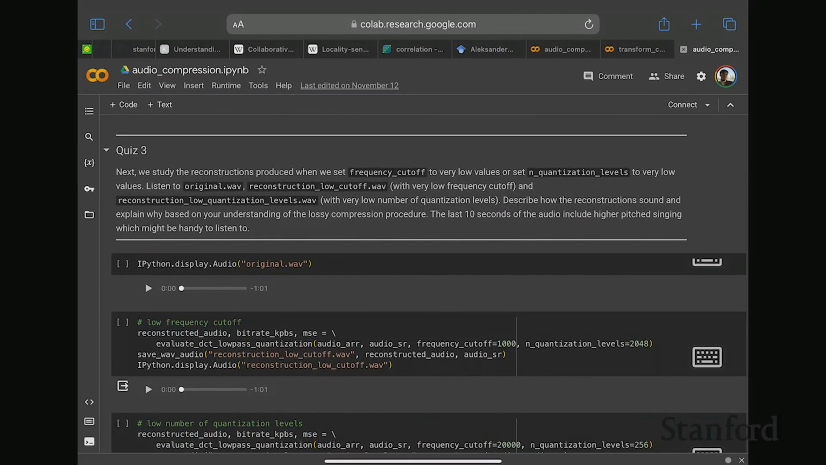And so we can do 2 things. We can either decide to throw away all the components above a frequency, or we can decide to discretize each component with more or fewer codebook vectors, right? So, okay, let's just hear this out. I don't know if this will work. Let's see. Okay.